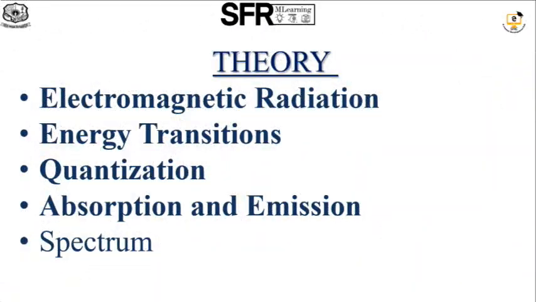Next, the theory behind spectroscopy. Electromagnetic radiation is nothing but energy emitted and transmitted in the form of electromagnetic waves such as light, radio waves and X-rays. Energy transition is when atoms or molecules move from one energy state to another by absorbing or emitting energy. Quantization means energy levels are discrete; atoms and molecules can only occupy specific energy states.